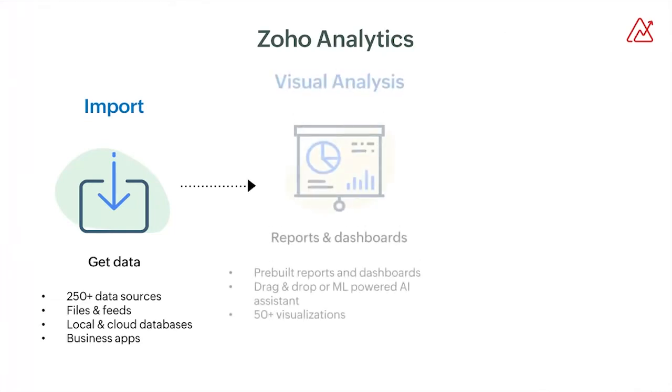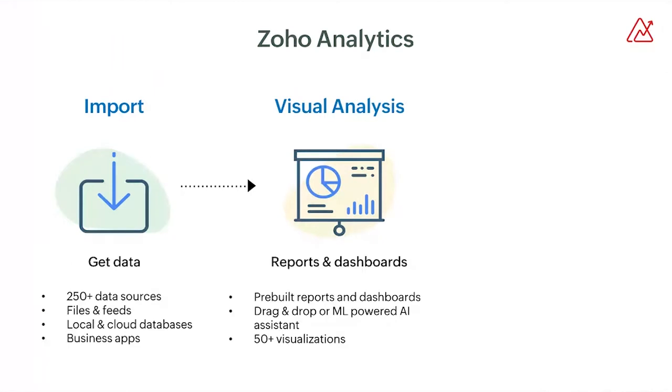Once you have all your data inside Zoho Analytics, you can visually analyze it with a plethora of pre built reports and dashboards to jumpstart your analytics. You can also create custom reports with the drag and drop interface or the ML powered AI assistant. The platform also offers more than 50 plus ways to visualize your data as charts like GeoMap or heat map, and also as pivot tables, dashboards, and widgets.